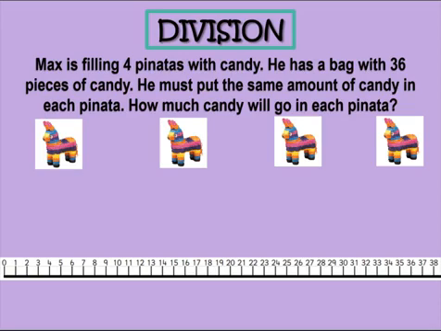But which number do I start out on? What's my dividend, the 4 or the 36? Let's see, which one am I dividing up? The candy. Good job. So 36 is my dividend. I'll mark the number line, 36, and then I'm going to subtract 4 until I get to 0.